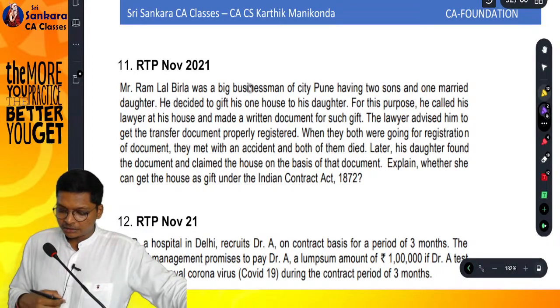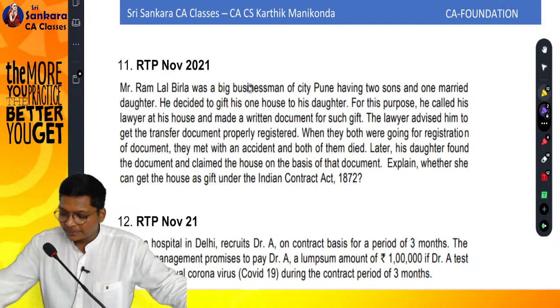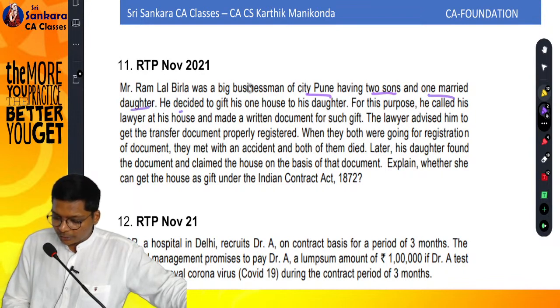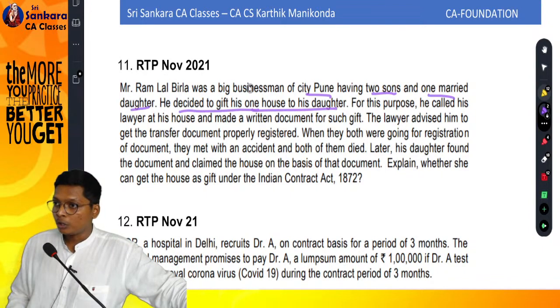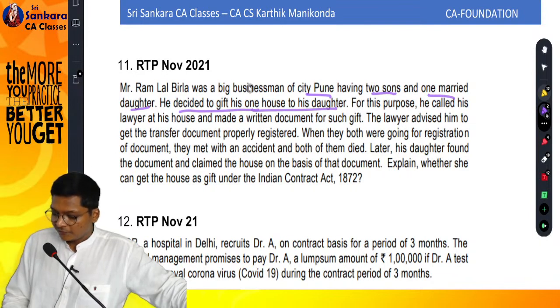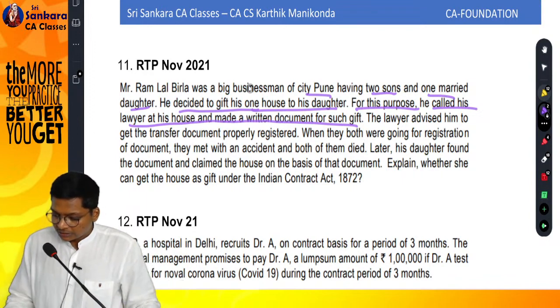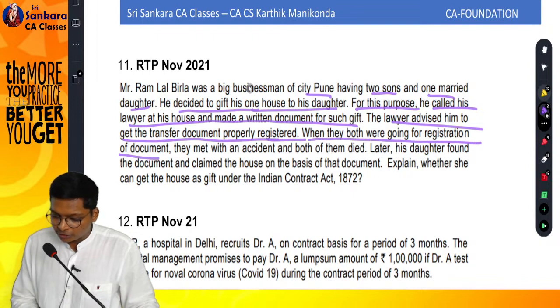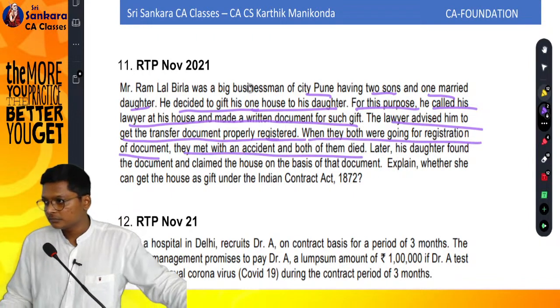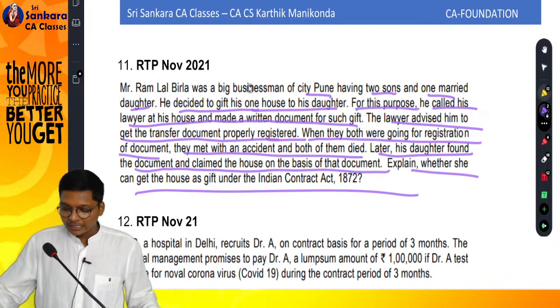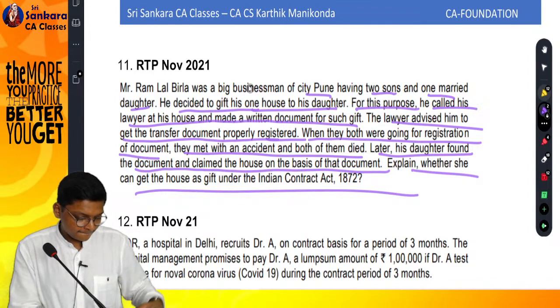Okay. Next. Ram Lal Birla was a big businessman of the city, Pune, having 2 sons and 1 married daughter. He decided to gift 1 house to his daughter as dowry. For this purpose, he called the lawyer to his house and made a written document for such gift. The lawyer advised him to get the transfer document properly registered. When they both were going for registration of the document, they met with an accident and both died. Later, his daughter found the document and claimed the house based on this contract. Explain whether she gets the house as per the Indian Contract Act. Go through the question.